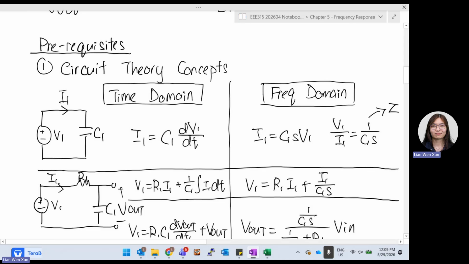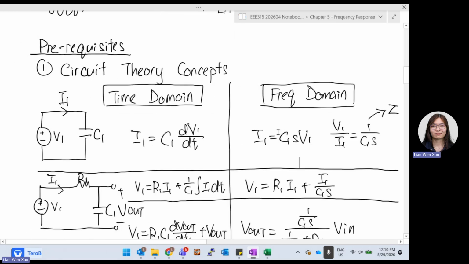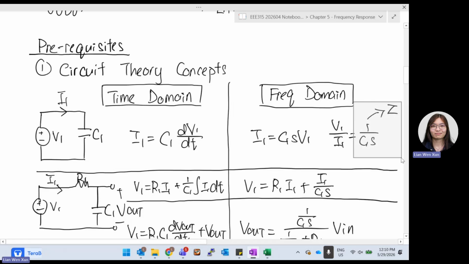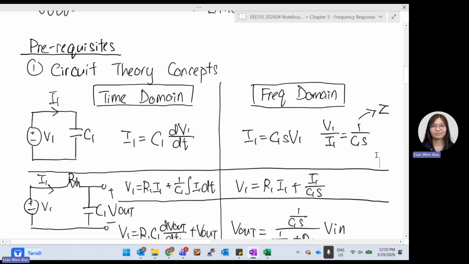But at frequency domain, we don't call it C1 dV1 dt. At frequency domain, we will just change this change of t into S directly. So instead of C1 dV1 dt, we change it to C1 S V1 directly. So this is your frequency domain. Change of time is your frequency domain, so you call it S. Then your V1 over I1, sorry, it will just be 1 over C1 times S. S is your j omega. So it looks like the impedance of your capacitor, that's it.